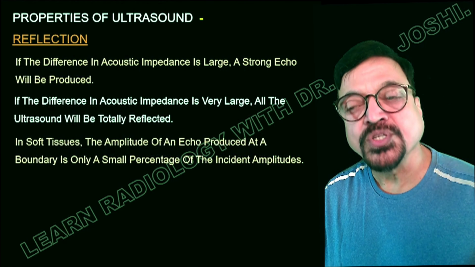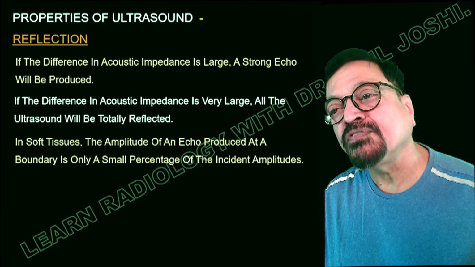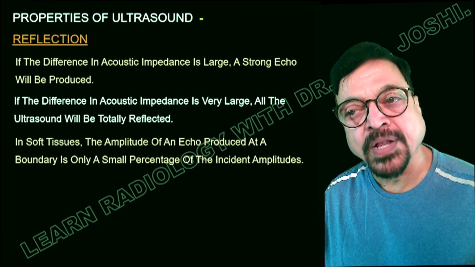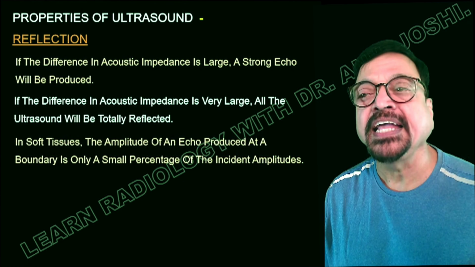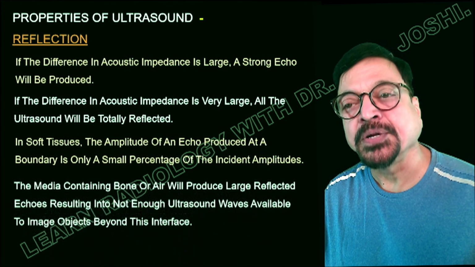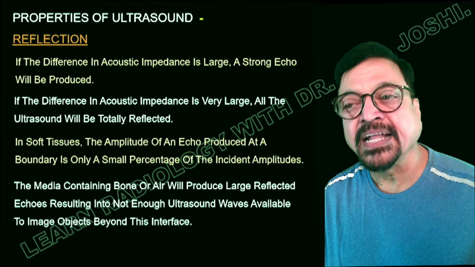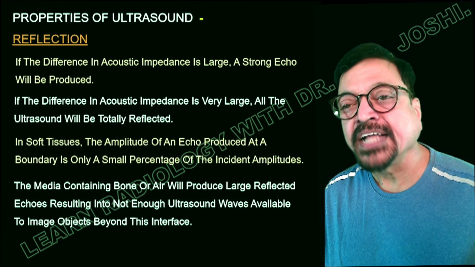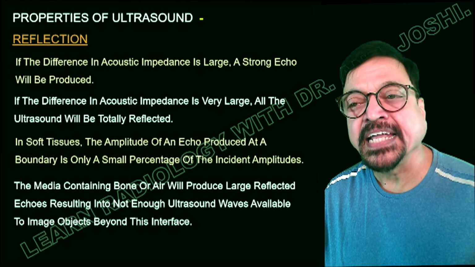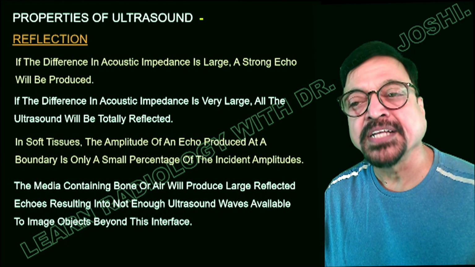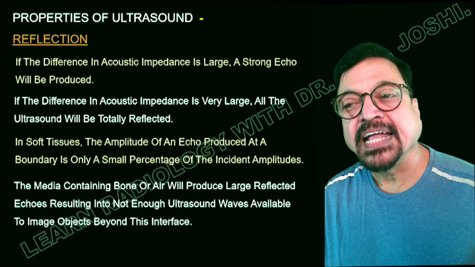In soft tissues, the amplitude of an echo produced at a boundary is only a small percentage of the incident amplitude. Media containing bone or air will produce large reflected echoes, resulting in not enough ultrasound waves available to image subjects beyond this interface.